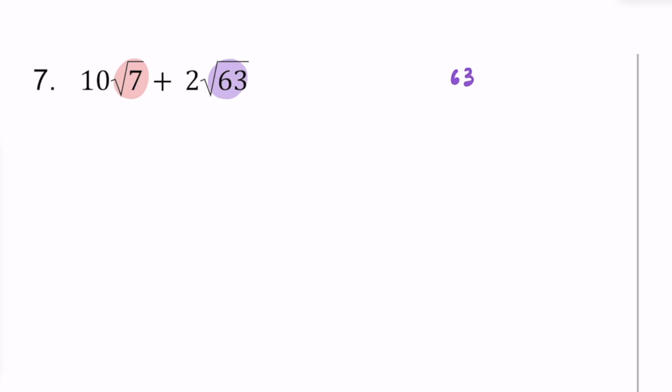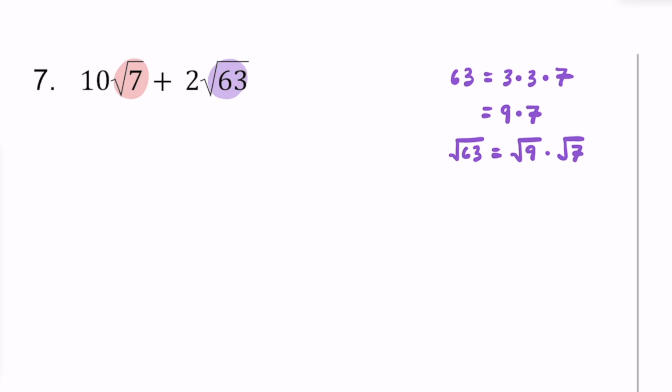So 63 breaks into 9 times 7, but 9 is 3 times 3. So I'm thinking 3 times 3 times 7 would be 63. Now combining two of these matching prime factors, 3 times 3 is 9, which is a perfect square, so we have 9 times 7 is 63. That means if we had the square root of 63, we can also think about that as the square root of 9 multiplied by the square root of 7.